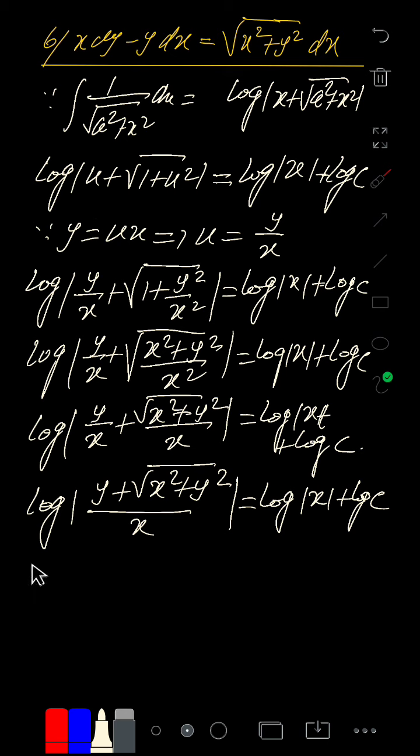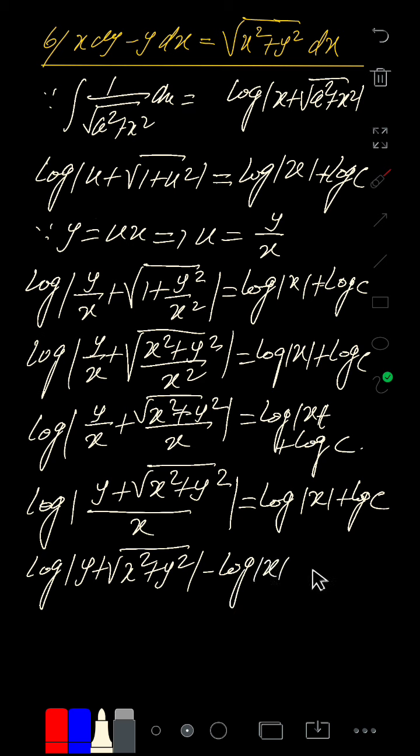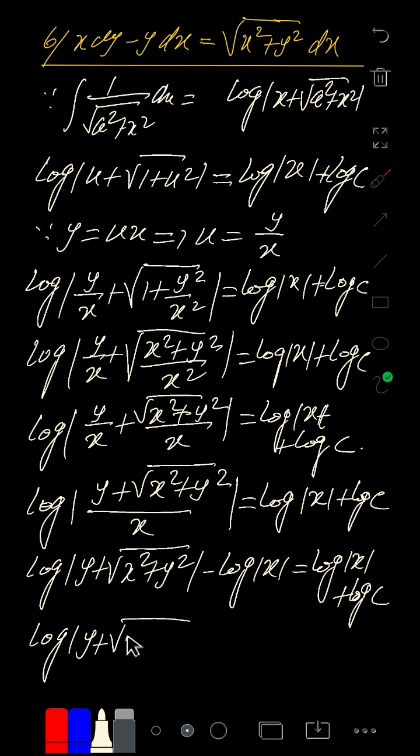Using the property log m upon n as log m minus log n, we may write it as log modulus y plus under root x square plus y square minus log mod x is equal to log mod x plus log c. Transposing log mod x to right hand side, we have log mod y plus under root x square plus y square equal to, and on transposing log mod x to right hand side, it becomes positive and will be added to this term. So that will become twice log mod x plus log c.